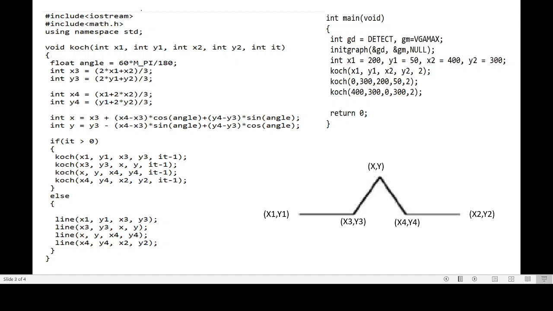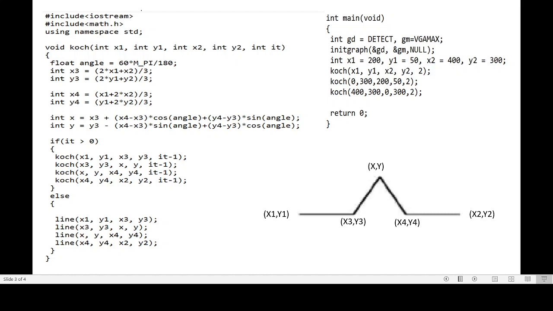Whatever value we get will be added to x3, so we'll get x, and with the formula for y, that value will be subtracted from y3. So after getting all these intermediate point values, now we can draw all these line segments. Before that we have to check the value of iteration. If the iteration value is greater than 0, it means again we have to go in depth.